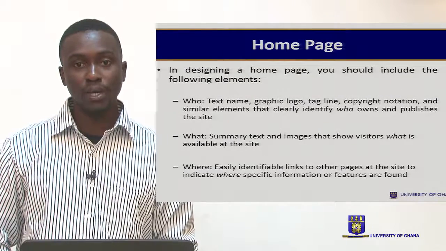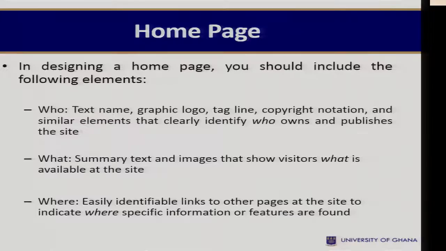In designing a home page, you should include the following elements, and I'll call them the 3 W's: the who, the what, and the where. With the who, the text name, graphic logo, tagline, copyright notation, and similar elements that clearly identify who owns and publishes the website. Secondly is the what. Summary text and images that show visitors what is available on the site, and that will keep the visitors there.